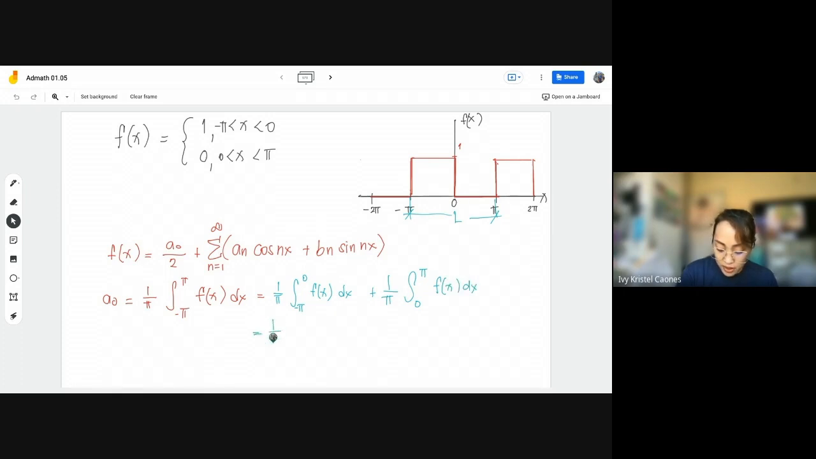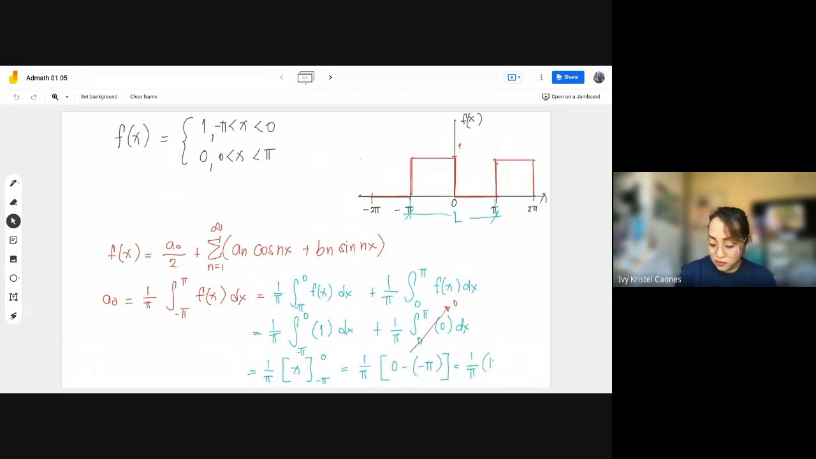That will be 1 over pi integral negative pi to 0 of function of x, that is 1, dx plus 1 over pi integral of 0 to pi, where our function of x is 0, dx, making this 0. Taking the integral, this will be 1 over pi, the integral of 1 dx is x, from negative pi to 0. So that will give you 1 over pi times 0 minus negative pi. 1 over pi times pi will give you 1. So our a sub 0 will be 1.